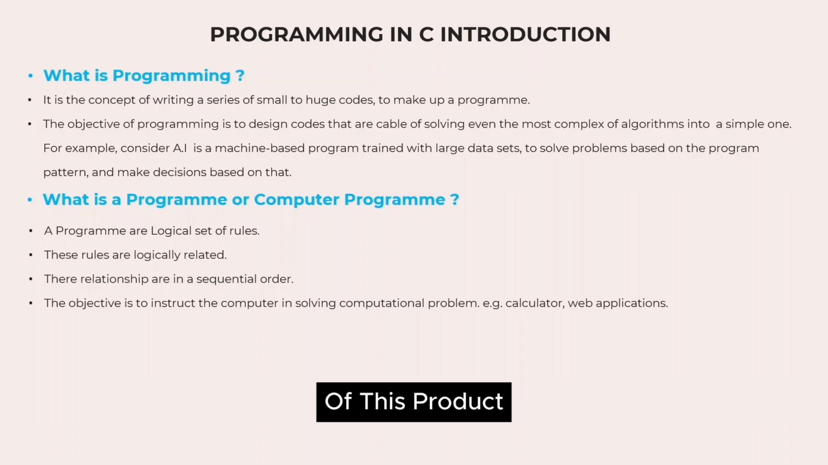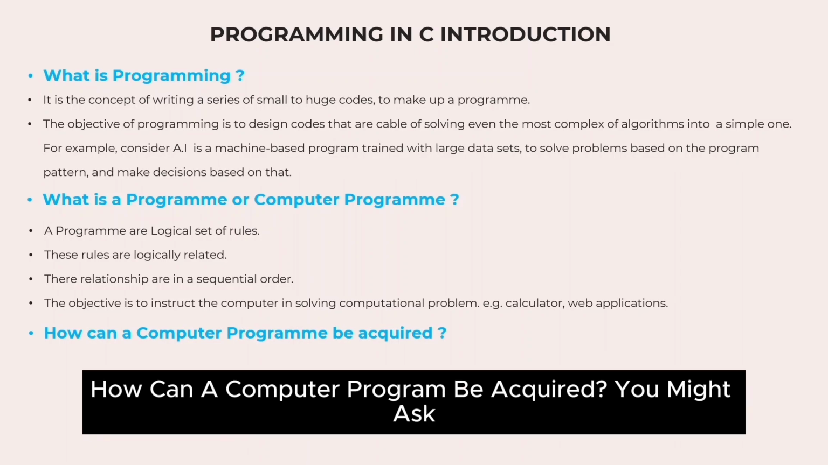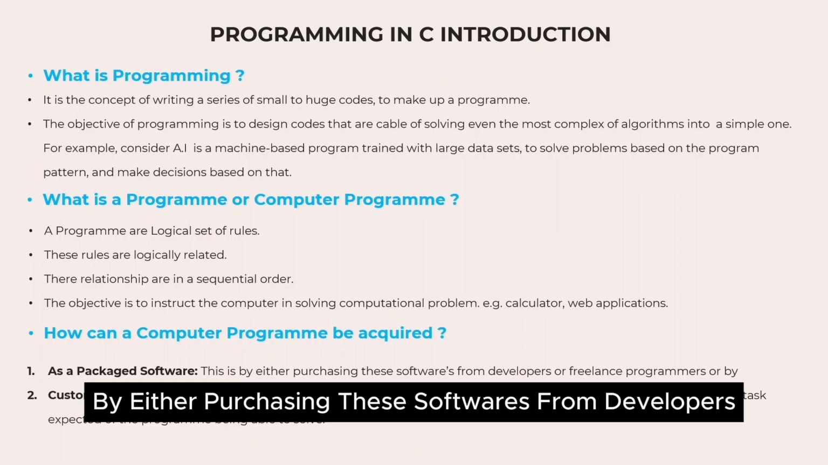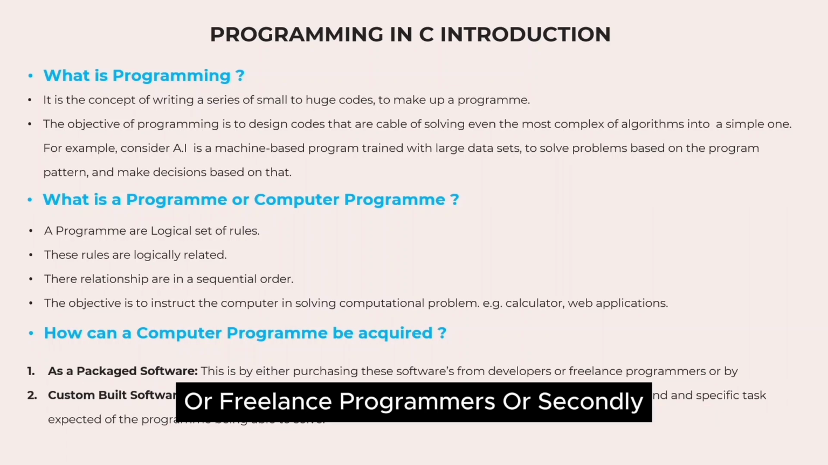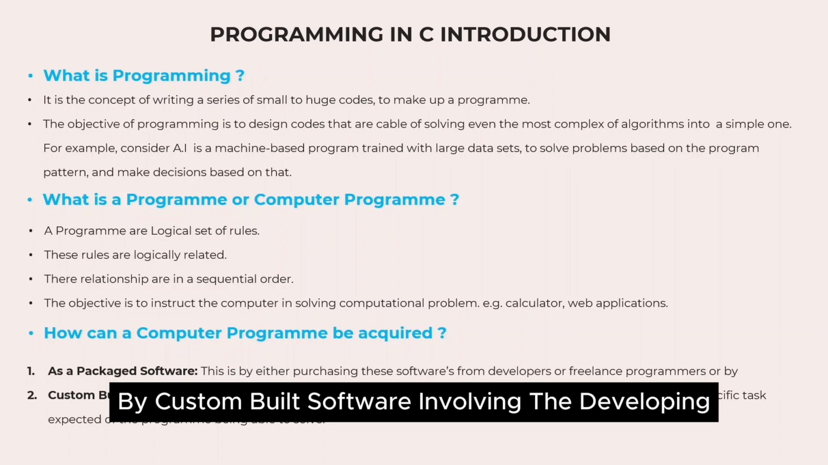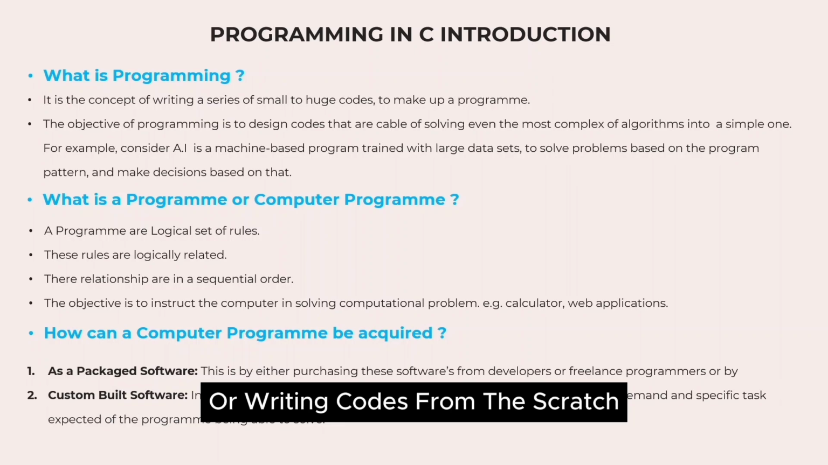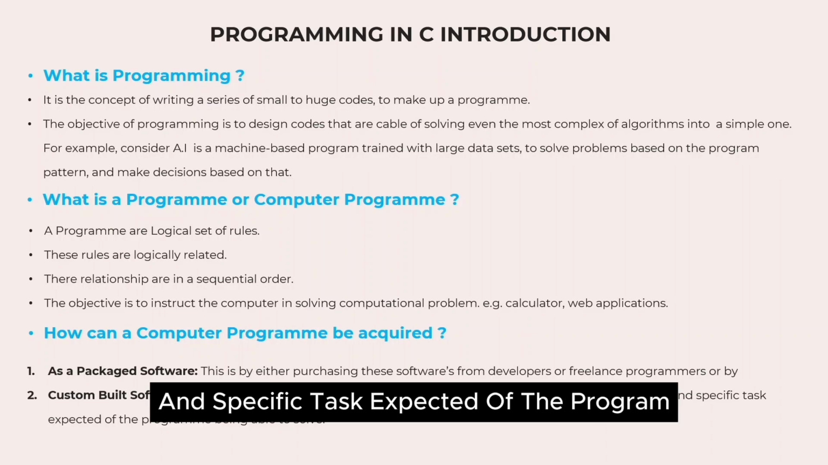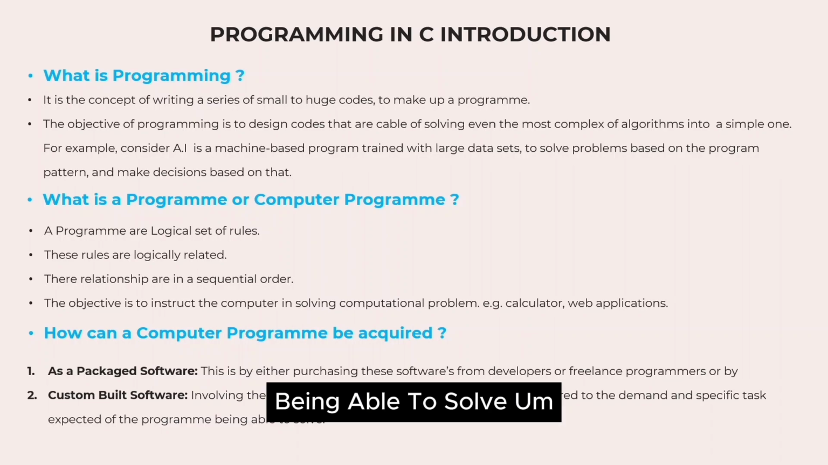Moving on to the next, how can a computer program be acquired, you might ask? One, as packaged software. This is by purchasing this software from developers or freelance programmers. Or secondly, by custom-built software, involving developing or writing codes from scratch, tailored to the demand and specific tasks the program is expected to be able to solve.